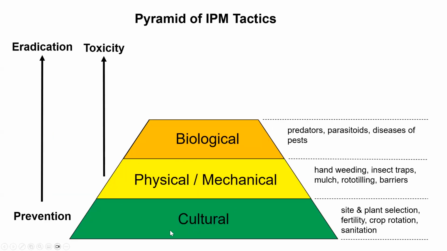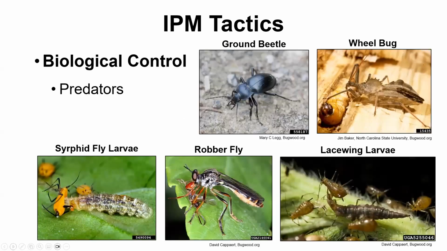So now we're going to move into biological control. This is the third part of our pyramid. Again, we're moving up from prevention. So biological control, you can't use that... it can be used preventatively. Like you can have the biological control agents in your garden, but a lot of the time, they're not going to do anything until the pests are there.